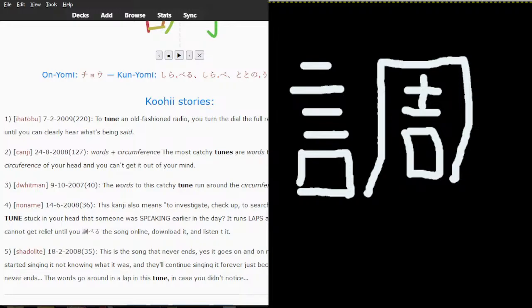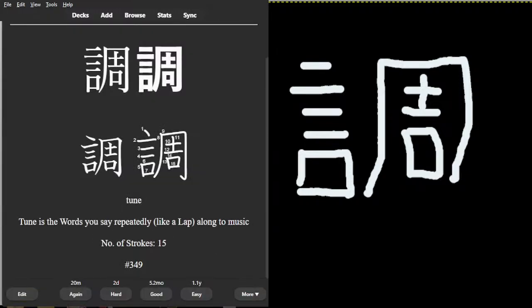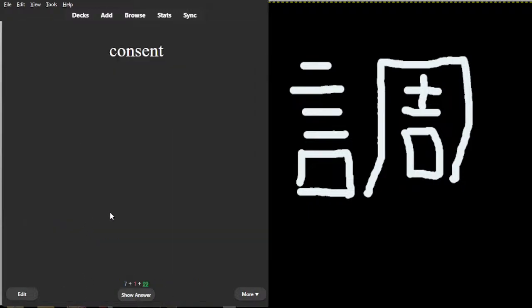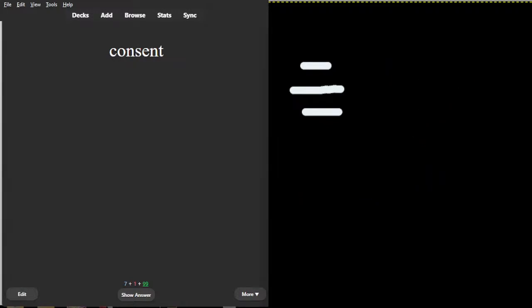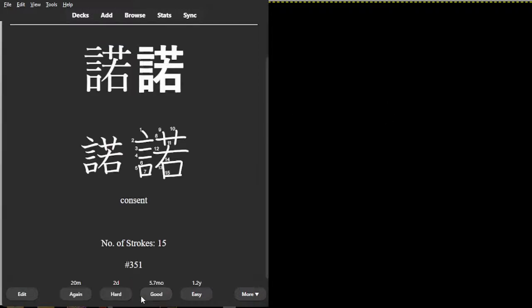Did I close Anki? Okay. Just that. Okay. So I didn't know that. I'm going to put again. Don't remember this one. Oh, it's another new one.